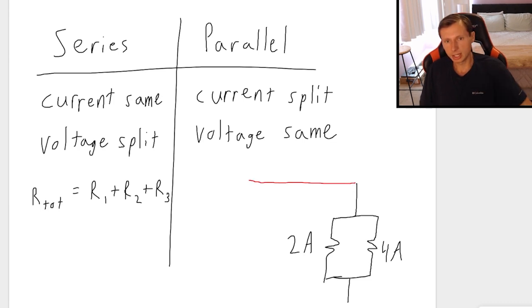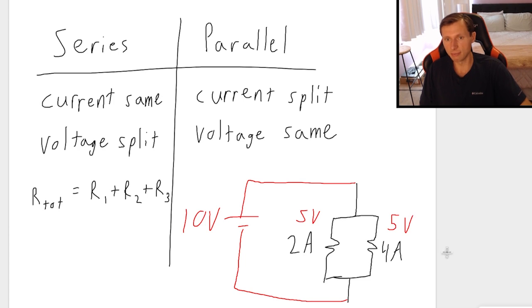But if this circuit is connected to a battery, and that battery is 10 volts, I'm not saying that they get the same voltage, 5 volts, 5 volts, for a total of 10. No, I am not saying that. I am saying they both get the full 10 volts.